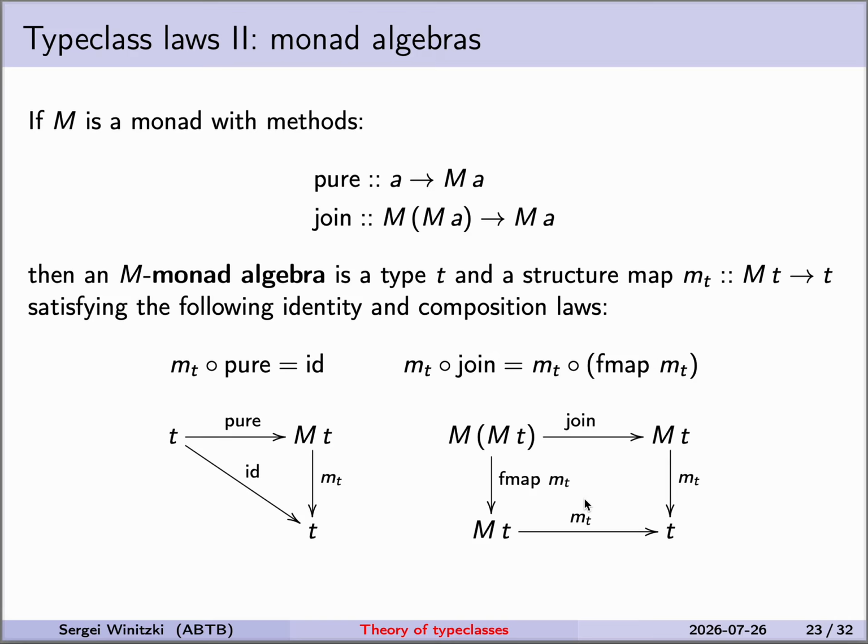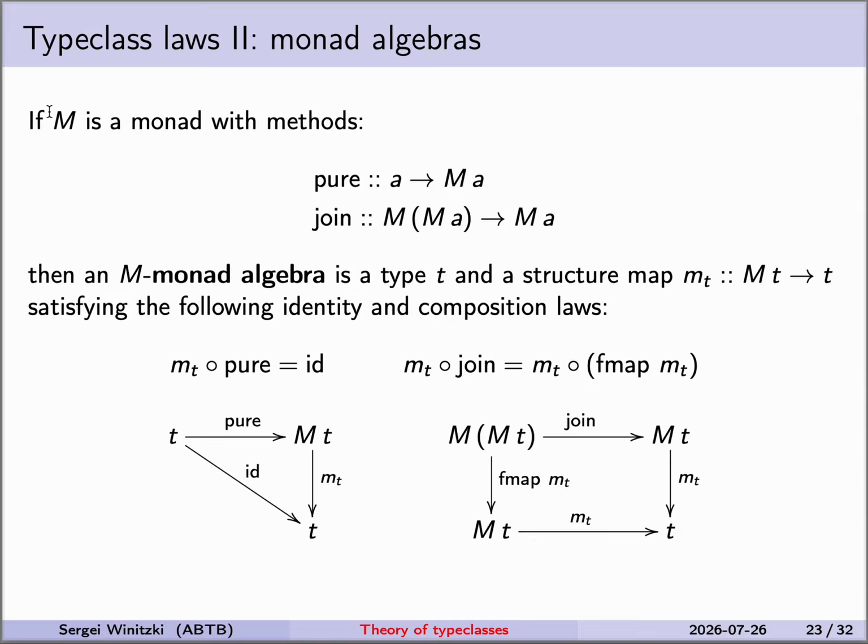So functor algebras I already described. They're just functions of type P t to t. From the programmer's point of view, that's enough to know, and we will just talk about functor algebras and monad algebras in terms of programming, in terms of types and functions. So there's nothing else that the programmer really needs to know in order to be able to understand the properties of these functions. So what are monad algebras?